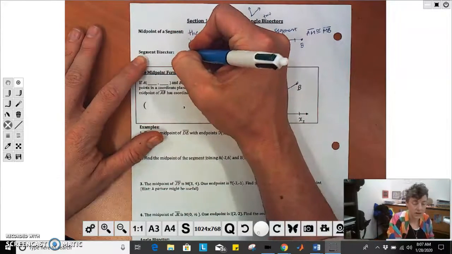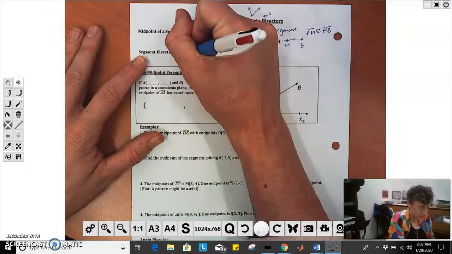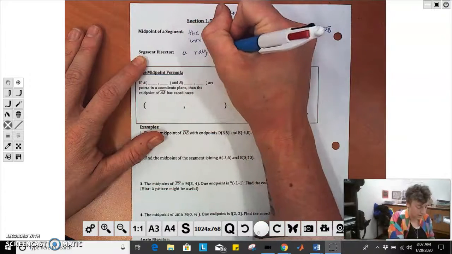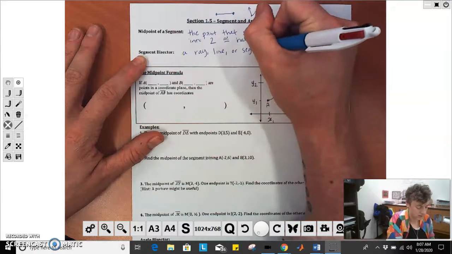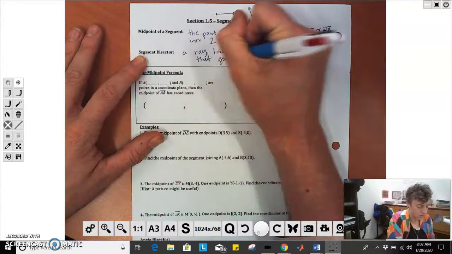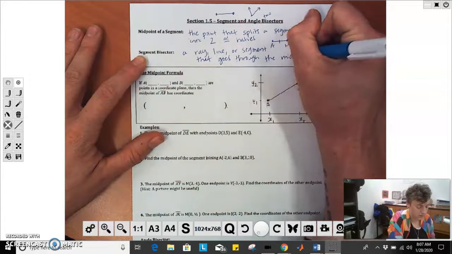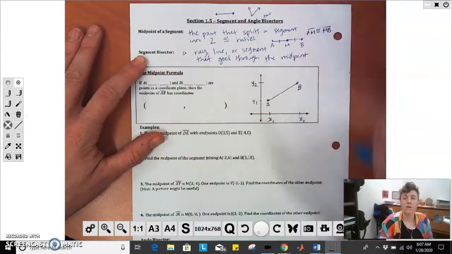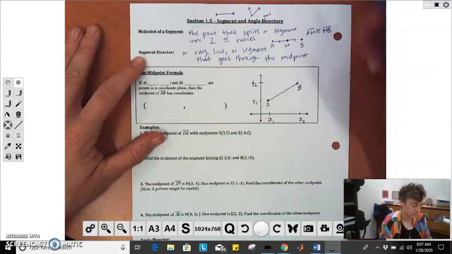Now a segment bisector is something that goes through that midpoint. So it could be a ray, a segment, or a line that goes through the midpoint. The midpoint splits it in half, and a segment bisector is something that goes through the midpoint.